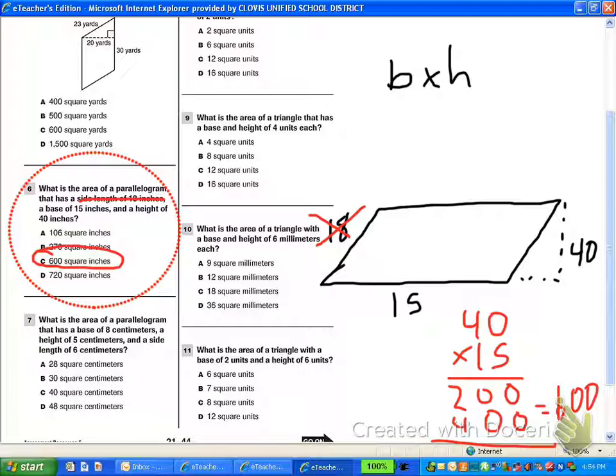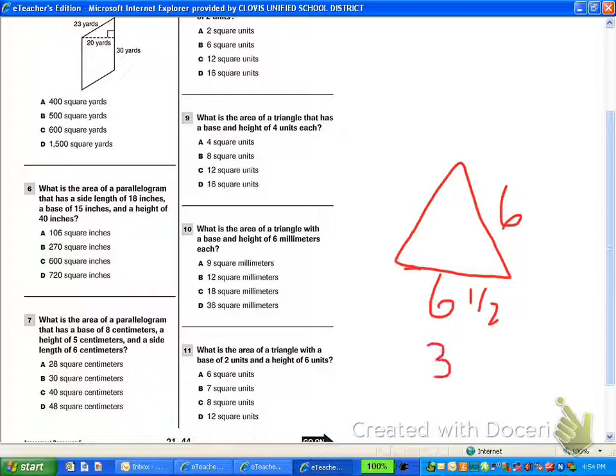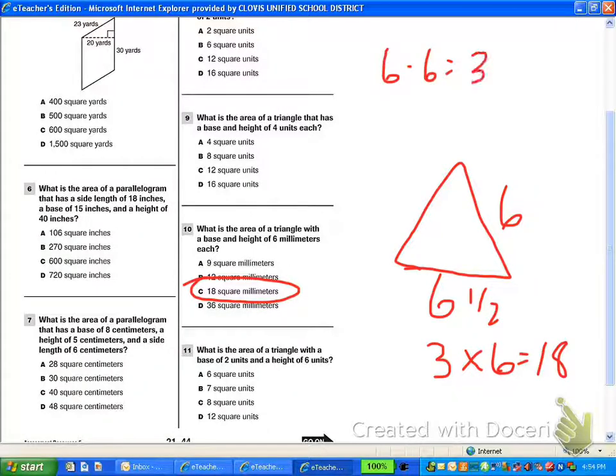And you'll see they can do the same thing with triangles. Number 10, what is the area of a triangle with a base and height of 6 millimeters each? Base and height. So half the base, we know is going to be 3. 3 times 6 is 18. Or you could have done 6 times 6 equals 36, and 36 divided by 2 equals 18.